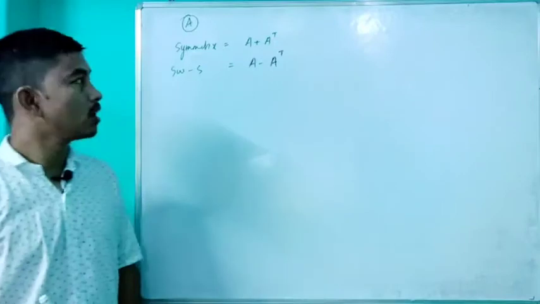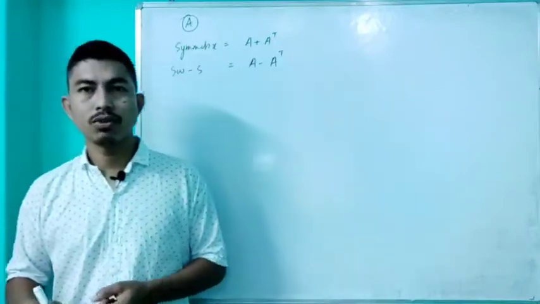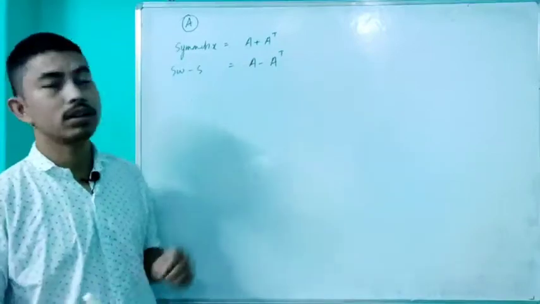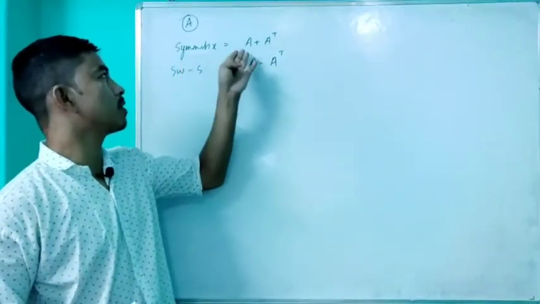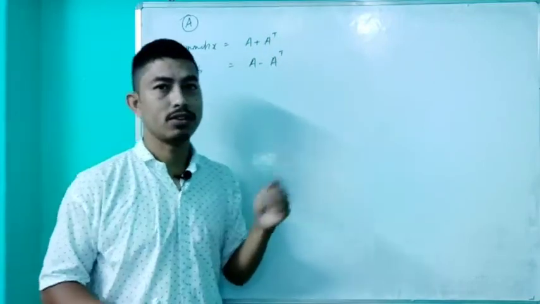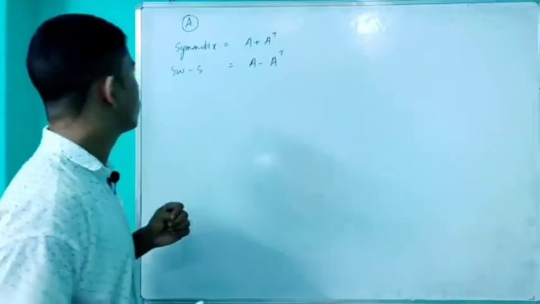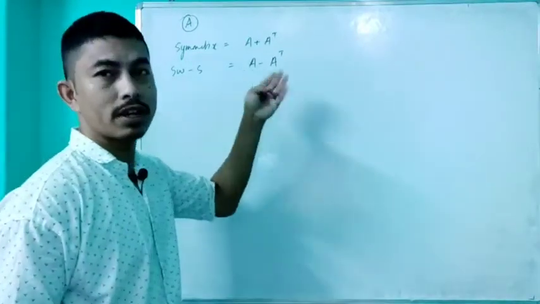Okay, so in that way we can easily find the symmetric and skew symmetric parts of a given matrix following this simple formula. That means if you are asked to find the symmetric matrix, simply find the transpose of the given matrix and add the two matrices. So you will get the symmetric matrix, and the skew symmetric matrix is the difference of the given matrix and its transpose.